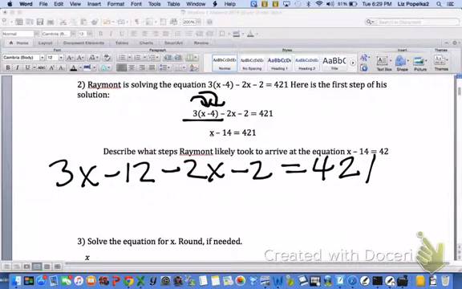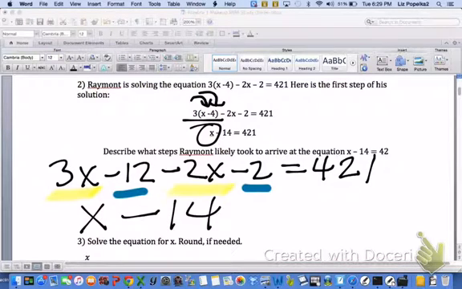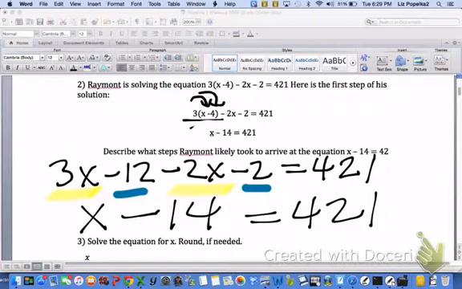Then he more than likely combined the terms that he had in common, the like terms. So he had 3x and negative 2x. Then he had negative 12 and negative 2, which is why when he puts 3x and negative 2x together, he likely ended up with this x up here. When he did negative 12 minus 2, he ended up with x minus 14. And there we have it, the equation that he ended up with.